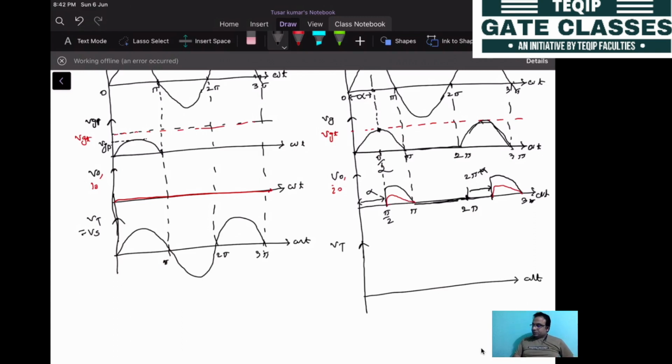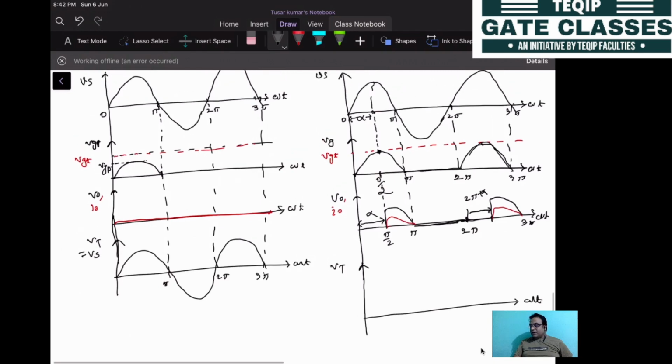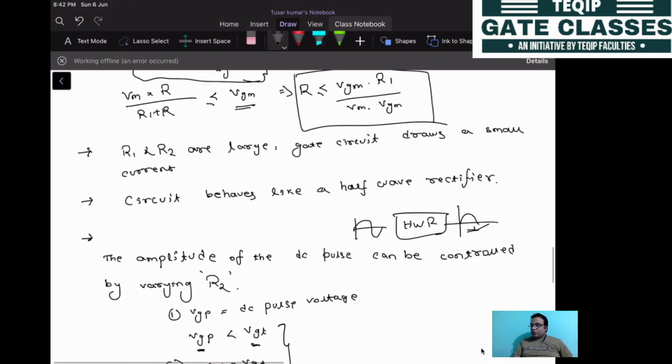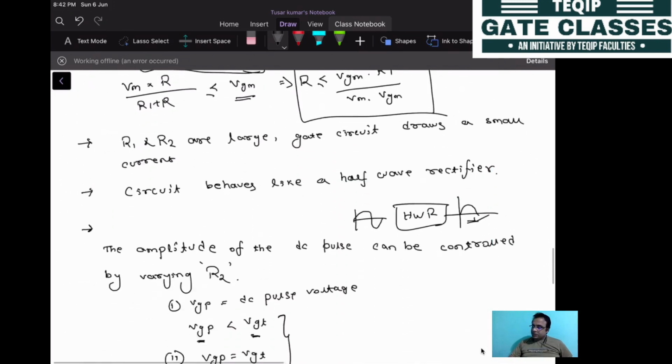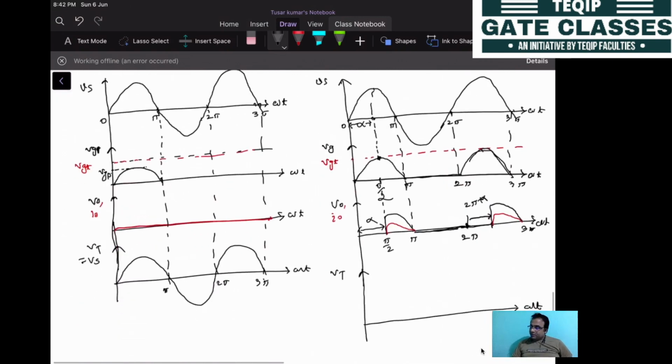Okay. So here the most important thing will be the value of Vt, that is the voltage across the device. Now look at here. So whenever the device is conducting, what will be the voltage across this Vt? It will be nothing but Vs minus V0. So Vt will be equal to Vs minus V0. You just subtract these two signals, you will be getting the Vt. So how to do this one? Look at this waveform. So this is Vs, this is V0.